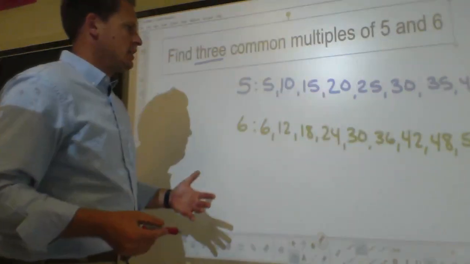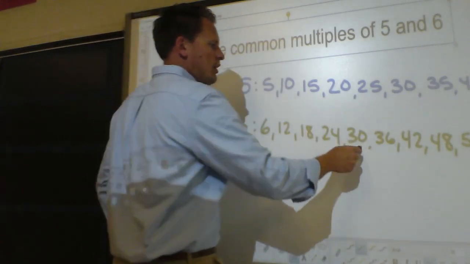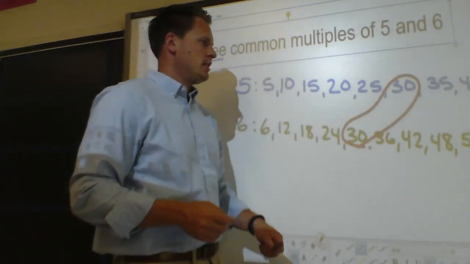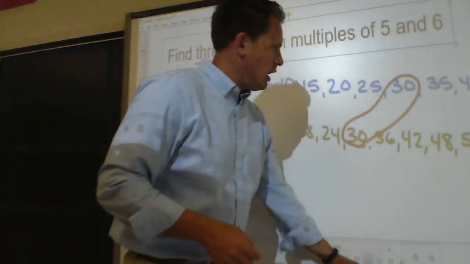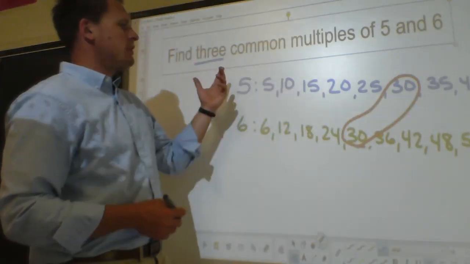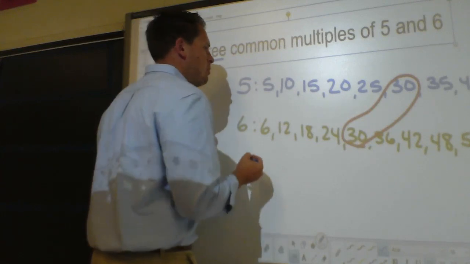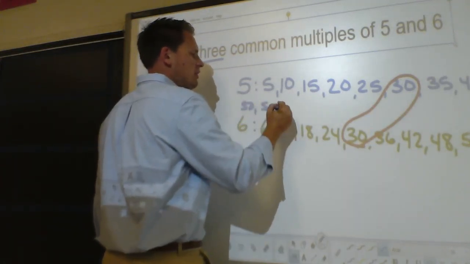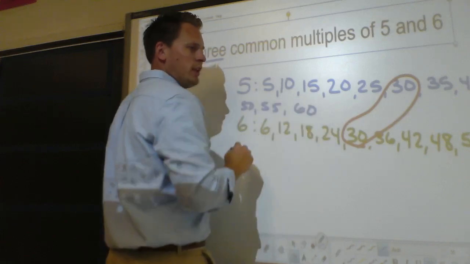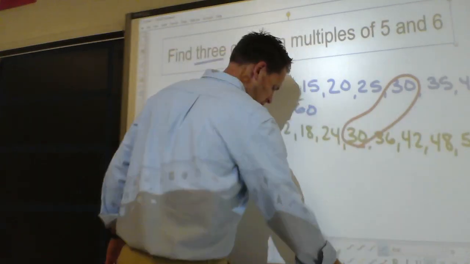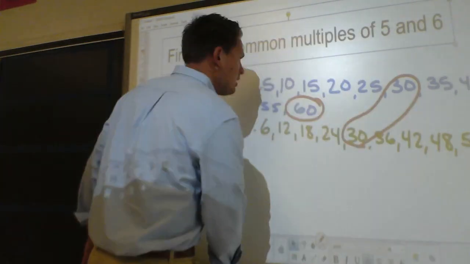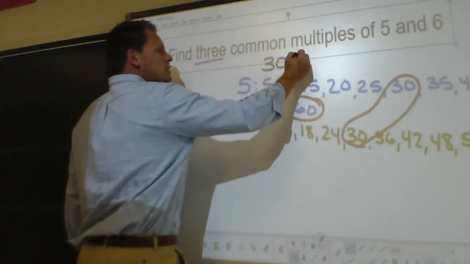Do we have any? 30. 30 is a common multiple of 5 and 6. All right, well, let's keep going. That's the only one we have, and we still need to find 2 more. So I feel like there's going to be quite a bit more work left to do. Sorry, 50, 55, 60. 60 and 60. Look at that, 60 and 60. All right, so we have 30 is one, 60 is another.